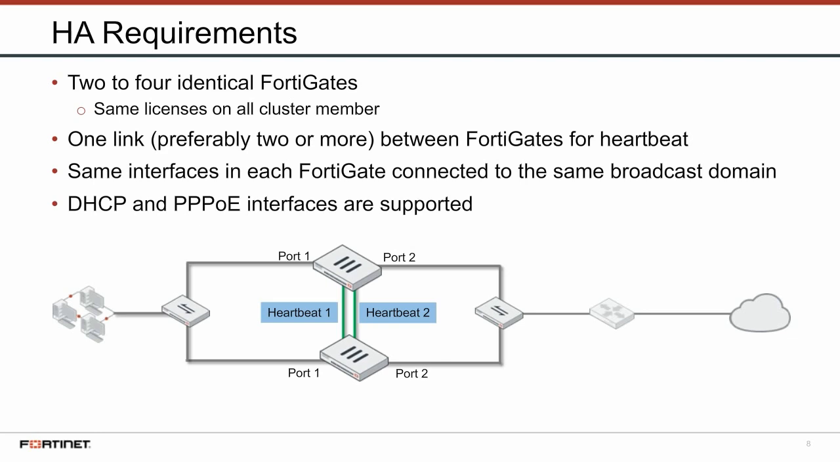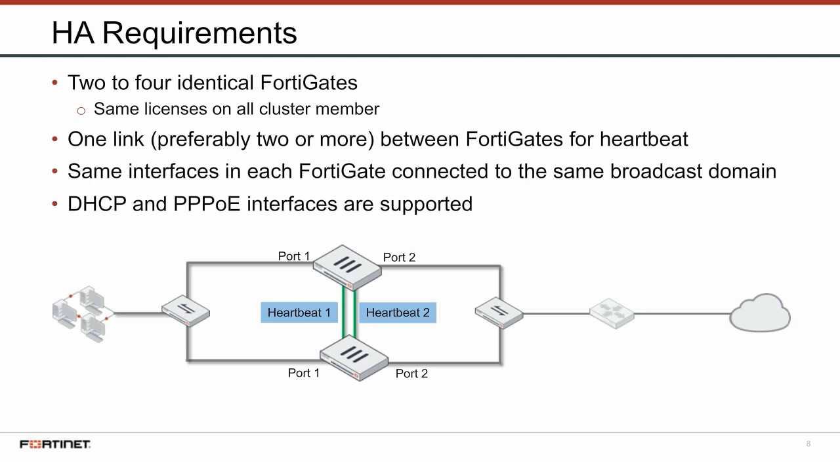Second, at least one link between the FortiGate devices for HA communication. HA communication is called heartbeat traffic. For redundancy, up to 8 heartbeat interfaces can be created. If one link fails, HA will use the next one as indicated by priority and position in the heartbeat interface list.